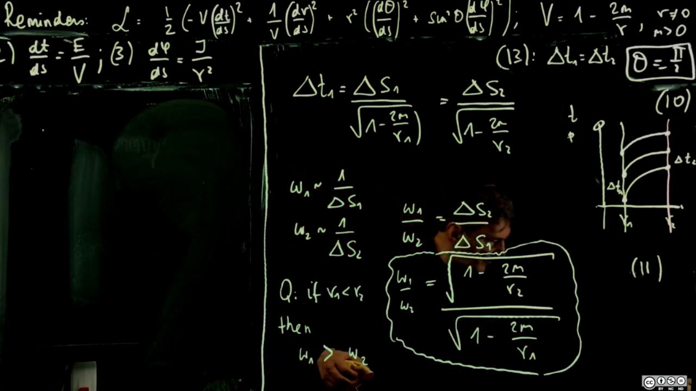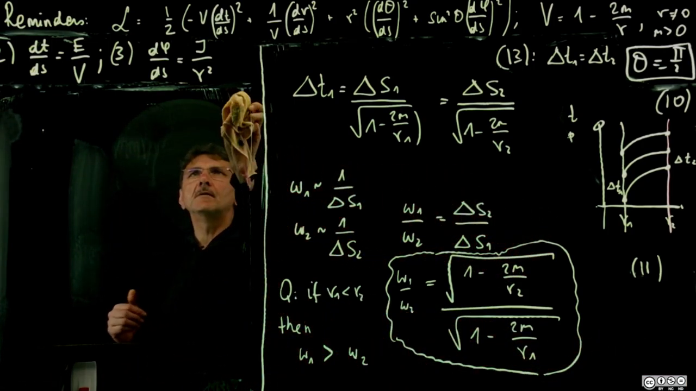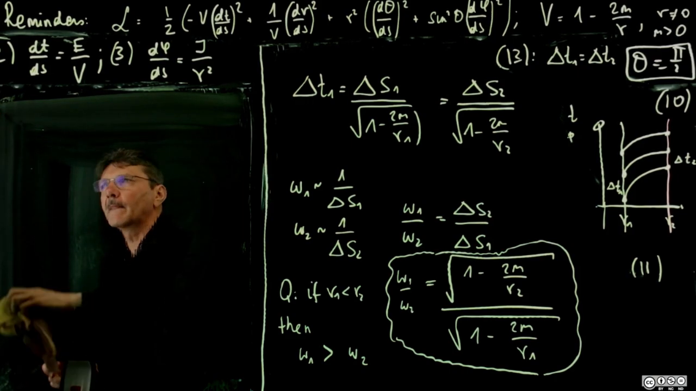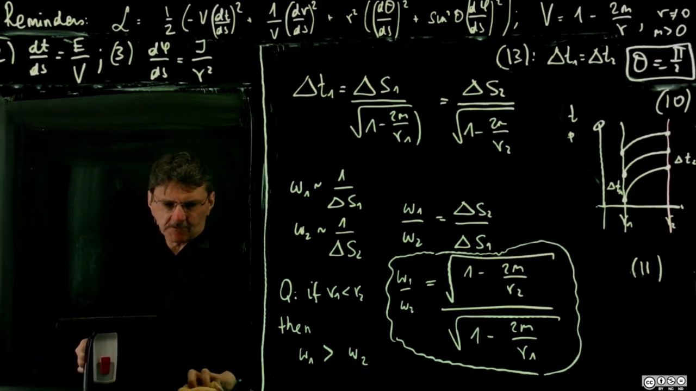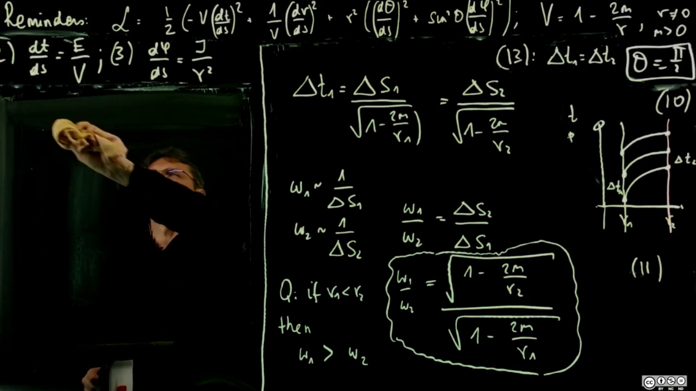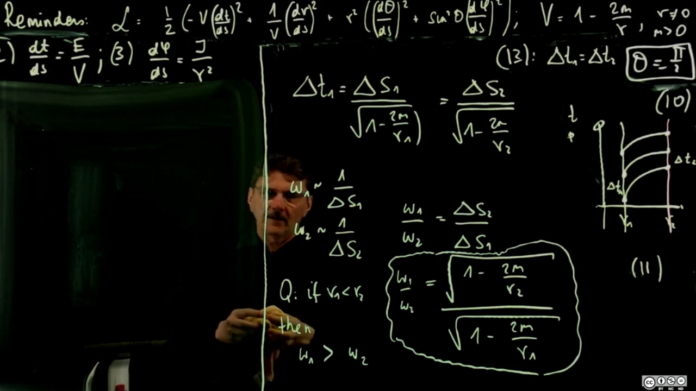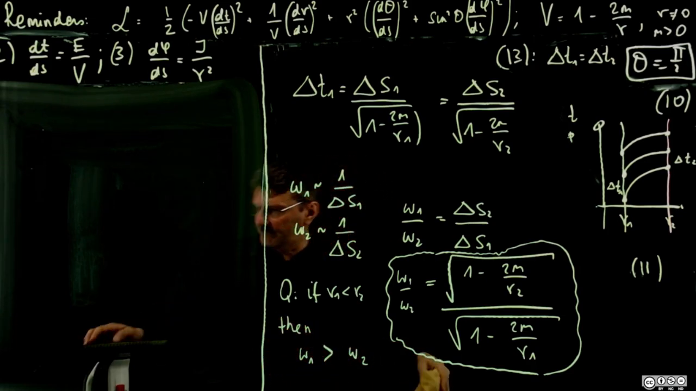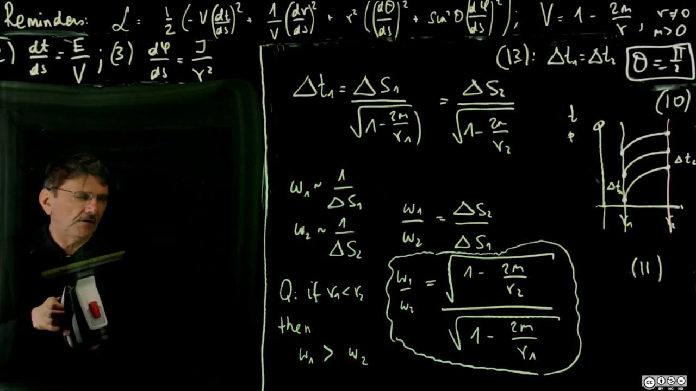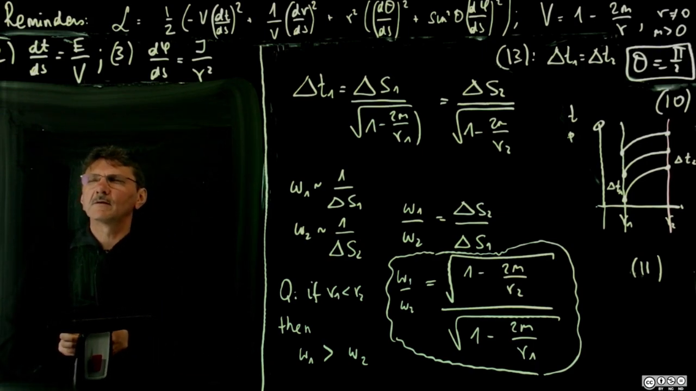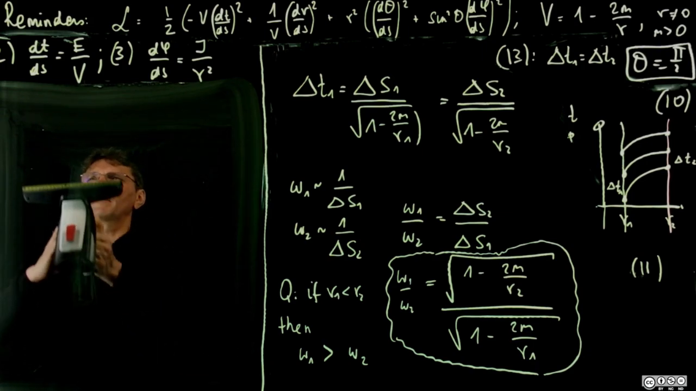Can someone tell me how much time I have left? I think only like 10 minutes. 10 minutes. Okay, so 10 minutes should be good enough for something called the Shapiro effect. And so Eva, what's the number of the new section? It's 4.12. Thank you.